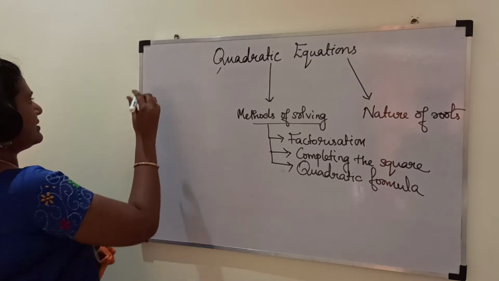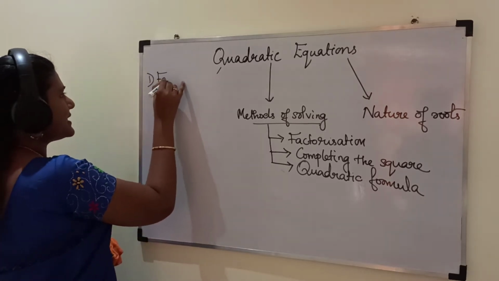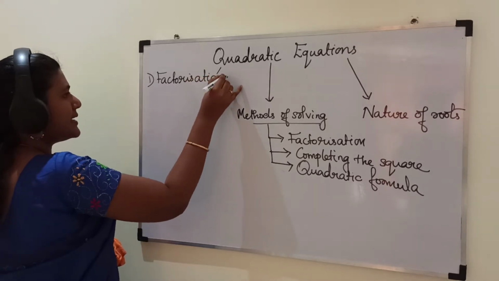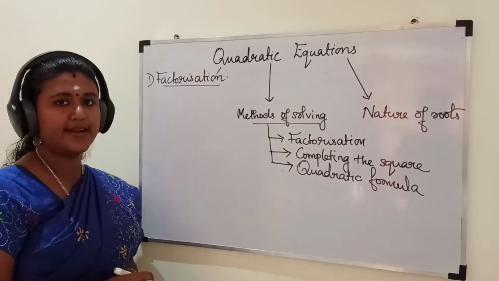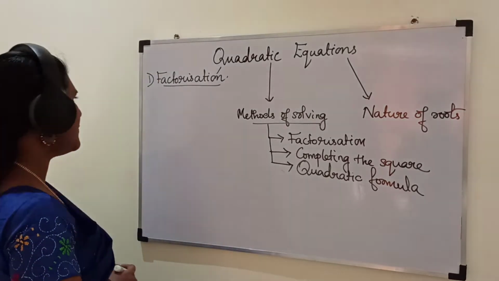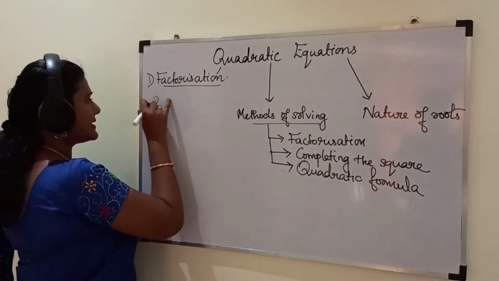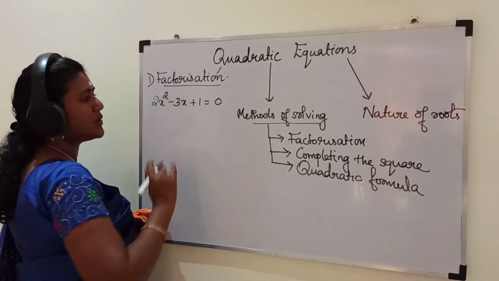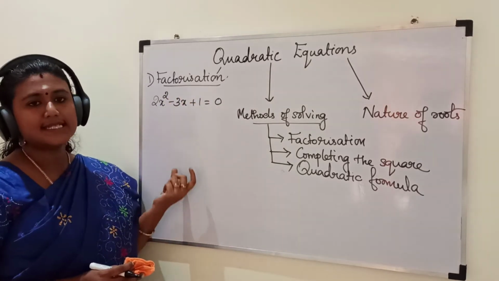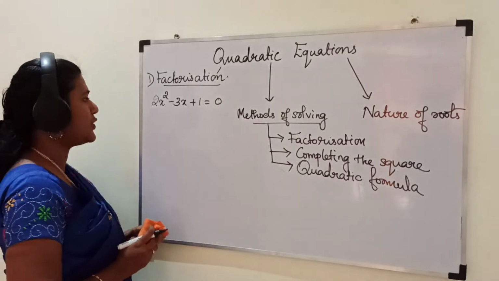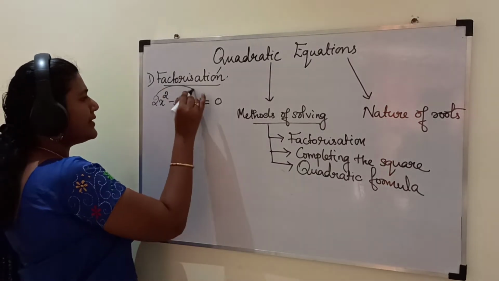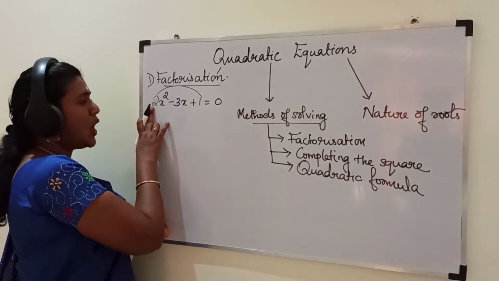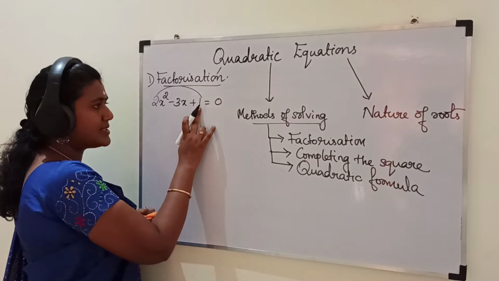So we will see the first method, factorization, or we can call it splitting the middle term. This method we have already studied in the chapter polynomial. We will consider the same example, 2x square minus 3x plus 1 equal to 0. How are we going to factorize this quadratic equation? Since the coefficient of x square is not 1, we have to multiply this number and the constant.